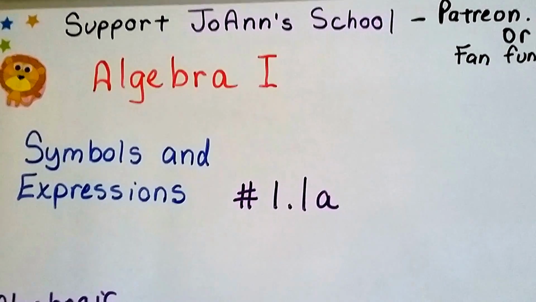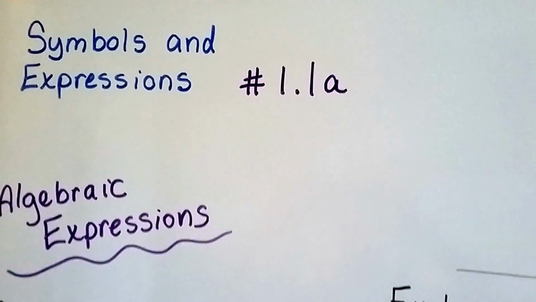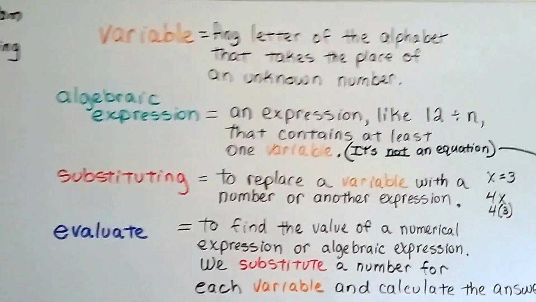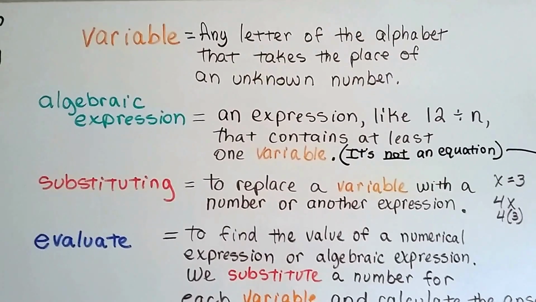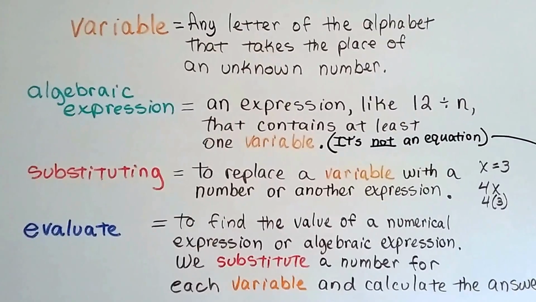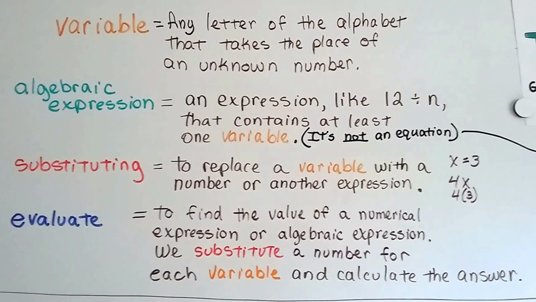Algebra I 1.1a. We're going to talk about symbols and expressions in this unit and algebraic expressions right now. There's a few words that you have to make sure you know, and if you saw the previous 9 videos for Get Ready for Algebra in this playlist, it'll help you. A variable is any letter of the alphabet that takes the place of an unknown number.